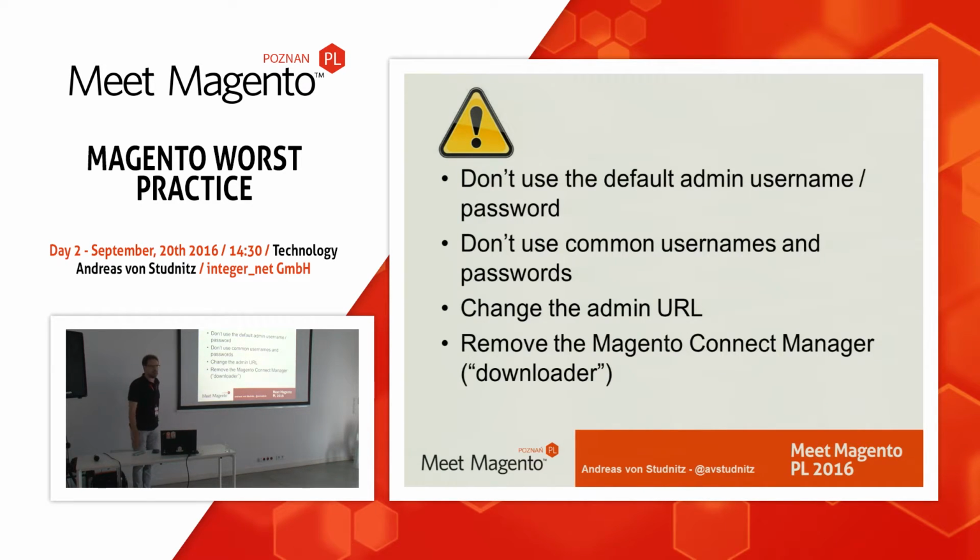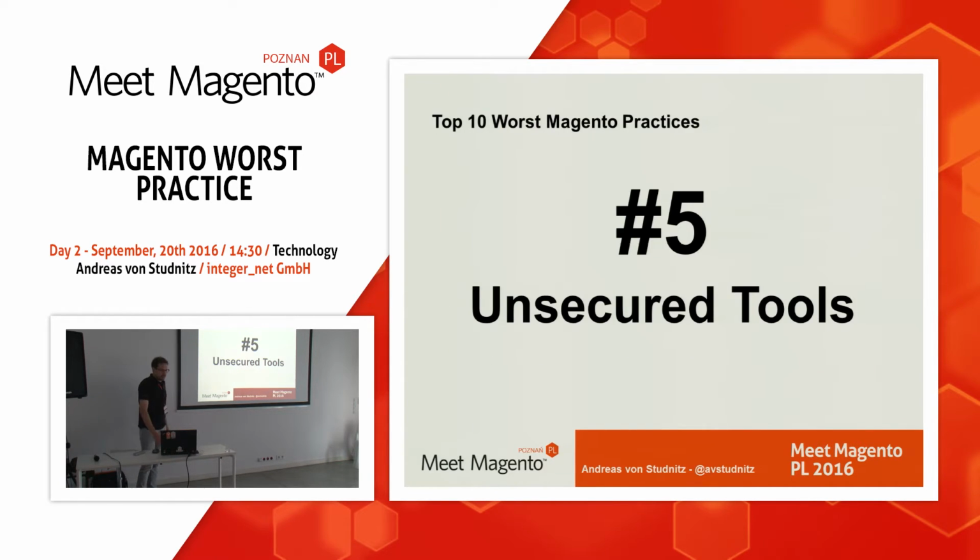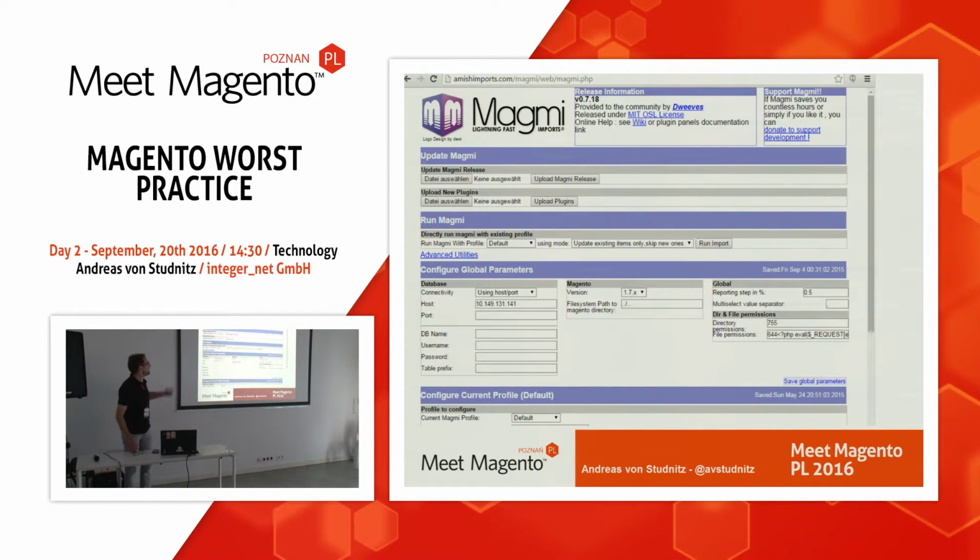You can try to hide it or to secure it, but my recommendation is just removing it. Just take care when you're updating to a new Magento version, it will be there again, so you have to remove it again. Top 5, Unsecured Tools. There's one screenshot which says it all. Even if you can't read it, it's about the MagMe tool, which is a tool for importing products into Magento 1. Again, not Magento 2, but it's only a matter of time until tools like that will exist.